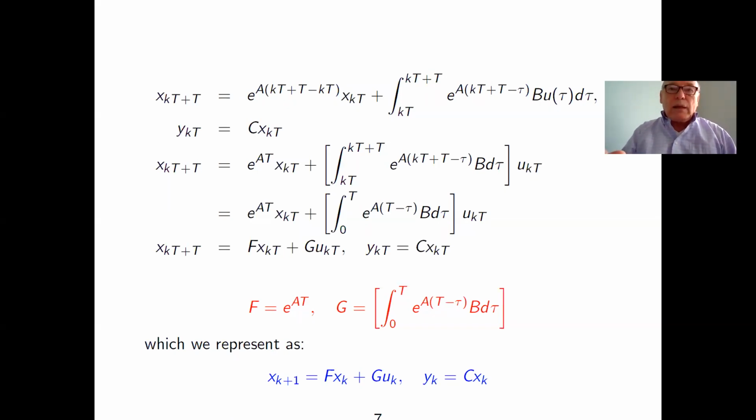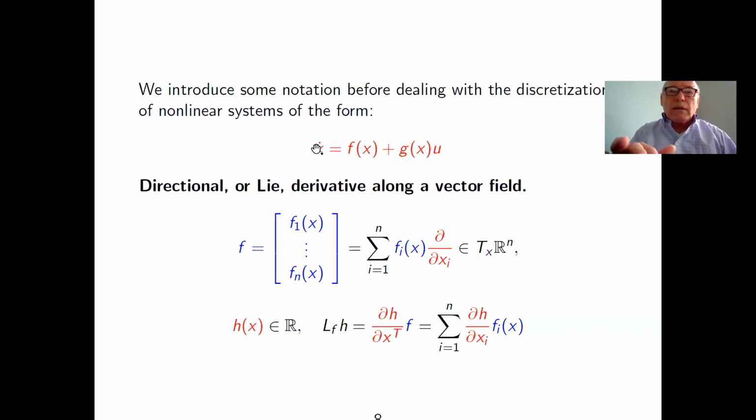And that's the objective now. If I had a nonlinear system, in its most elementary form, it would be an n-dimensional nonlinear system defined by two vector fields and a scalar control input, let's say. This nonlinear system, could we discretize this nonlinear system in an exact form?